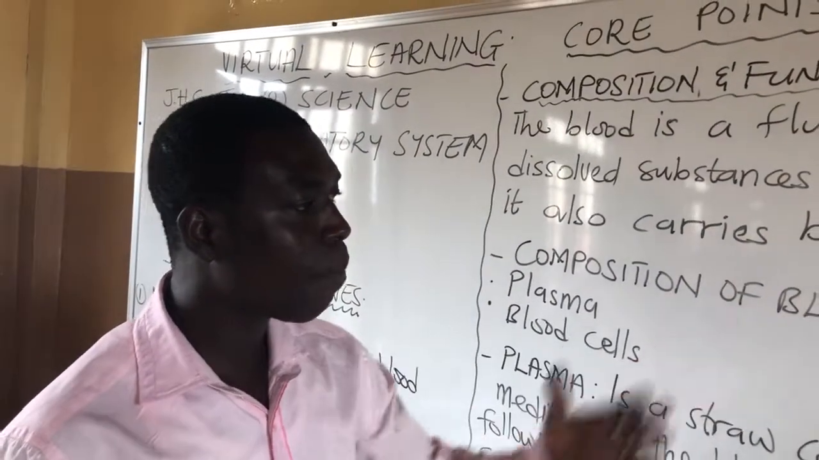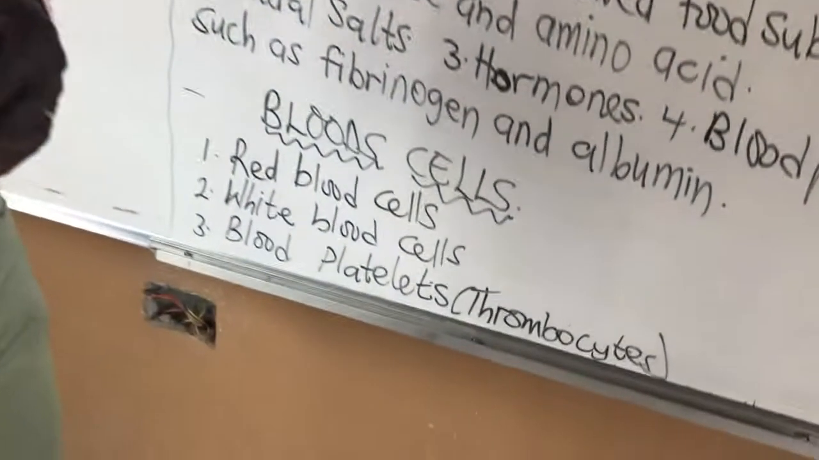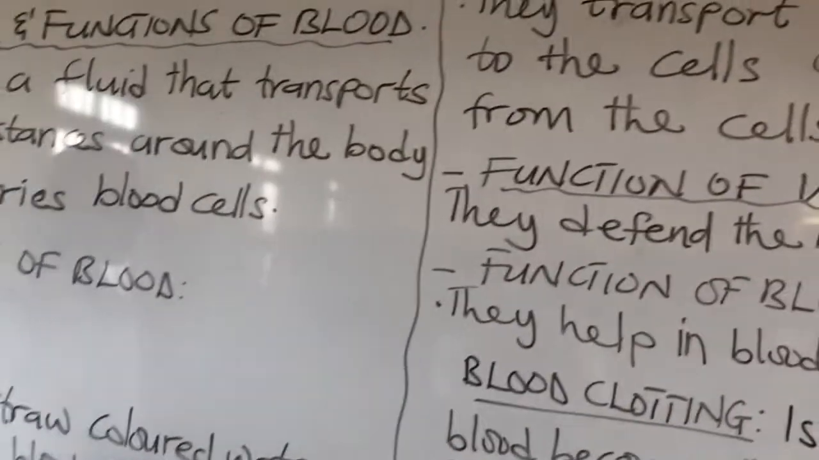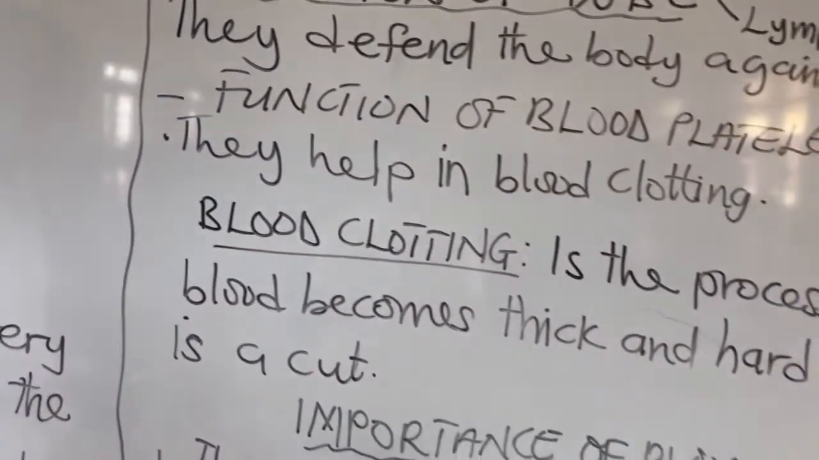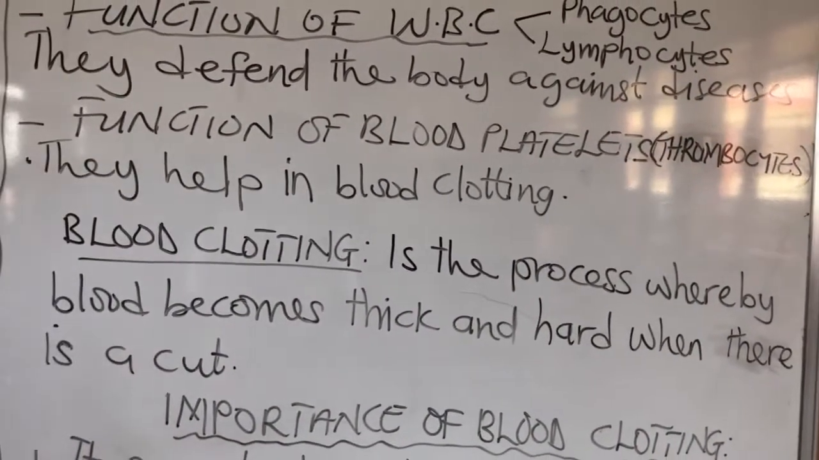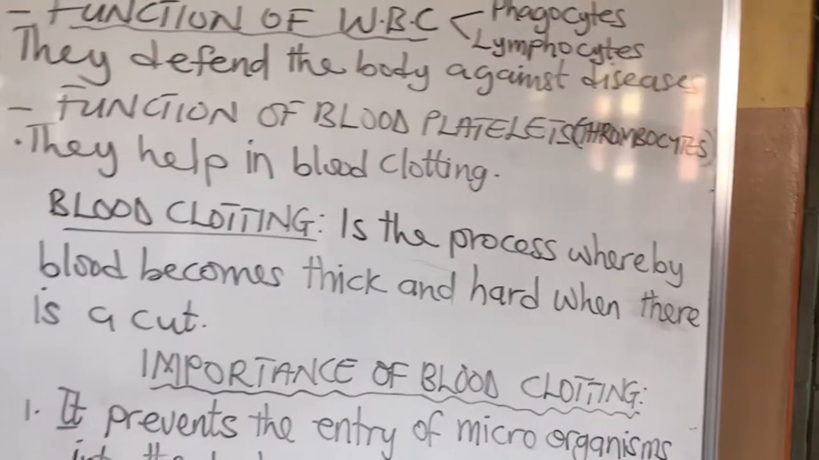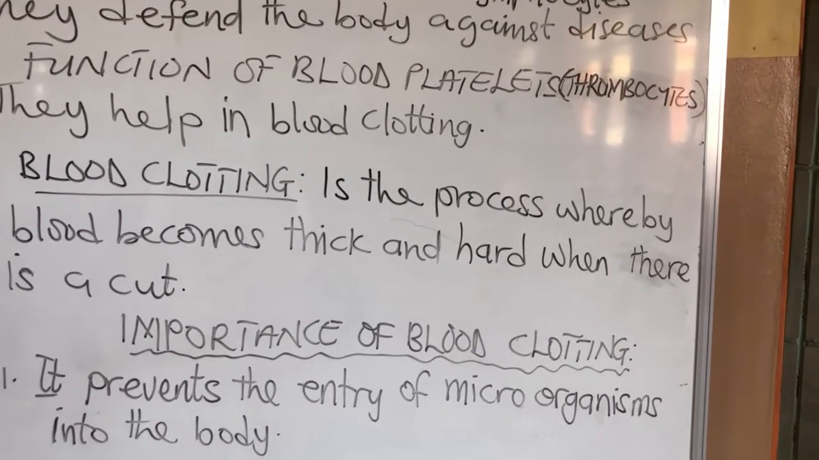And so we have the blood platelets or the thrombocytes, which help in blood clotting in order to prevent excessive flow of blood when there is a cut. So blood clotting is a process whereby blood becomes thick and hard when there is a cut. And when it becomes thick and hard, it cannot flow. And this is very important. Why is it so important?